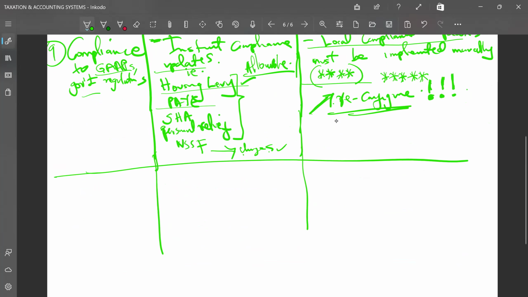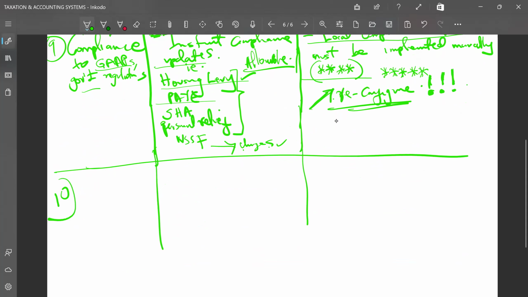The last thing, this is the very last, guys, this is the very last difference that I want us to talk about. And the very last difference I want us to talk about is multi-currency.